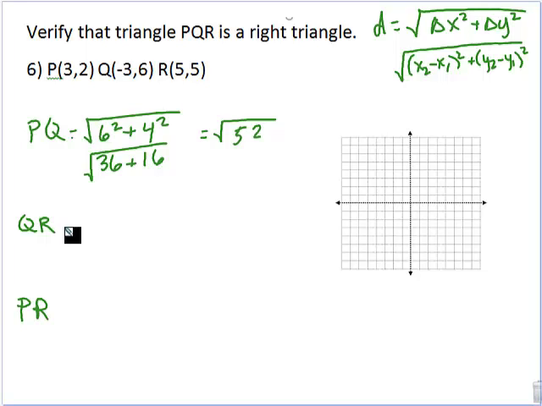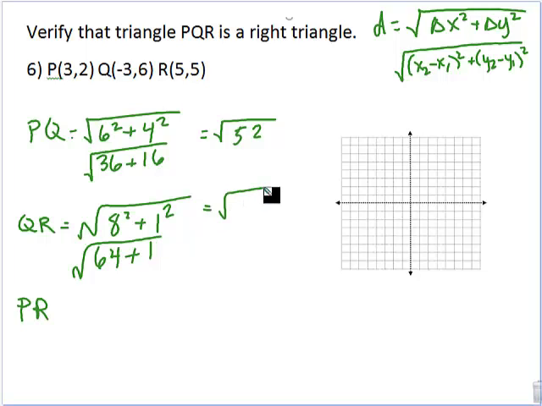Okay, Q to R, we're going to do the same thing, distance formula. How much do your x's change from Q to R? From negative 3 to positive 5, that's 8. So 8 squared plus, how much do your y's change from 6 to 5? 1, so 1 squared. What's 8 squared? 64, and 1 squared is 1. When we add these two together, what do we get? Yep.